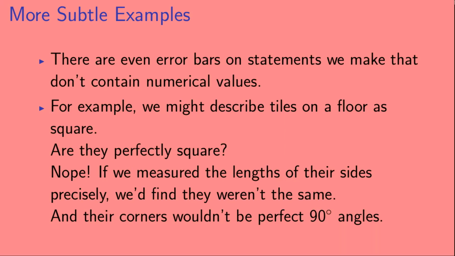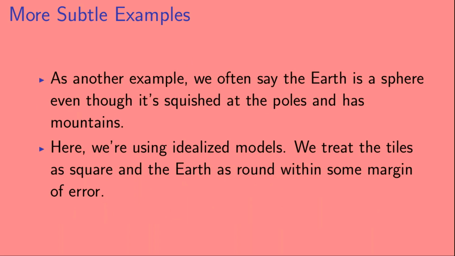We can also look at more subtle examples. There are even error bars on statements we make that don't contain numerical values. For example, we might describe tiles on a floor as square. Now, are they perfectly square? No. If we measured the lengths of their sides precisely, we'd find that they weren't the same, and their corners wouldn't be perfect 90-degree angles. As another example, we often say that the Earth is a sphere, even though it's squished at the poles and it has mountains. So here we're using idealized models. We treat the tiles as square and the Earth as round within some margin of error.